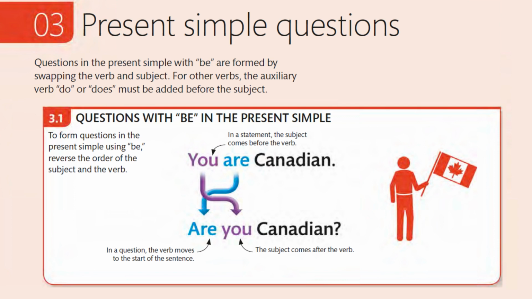Questions with be in the present simple. To form questions in the present simple using be, reverse the order of the subject and the verb. You are Canadian. In a statement, the subject comes before the verb. Are you Canadian? In a question, the verb moves to the start of the sentence. The subject comes after the verb.